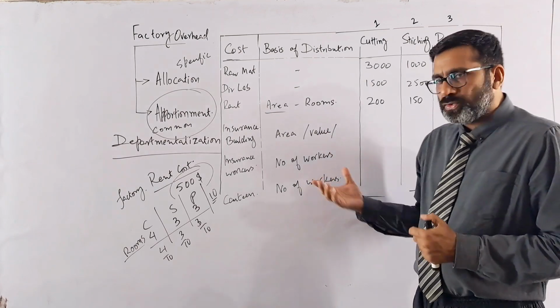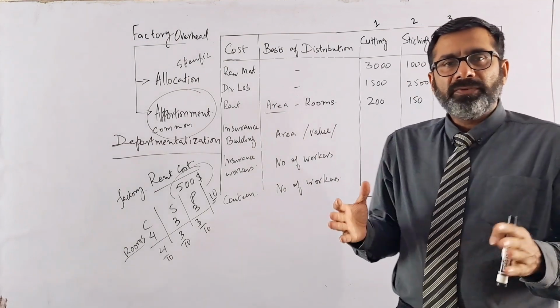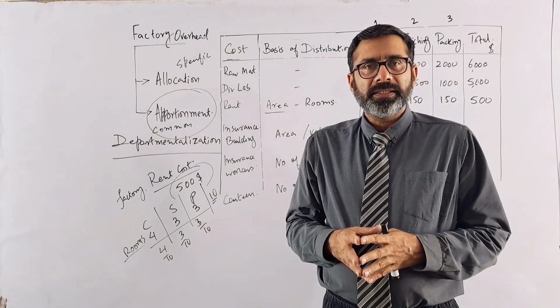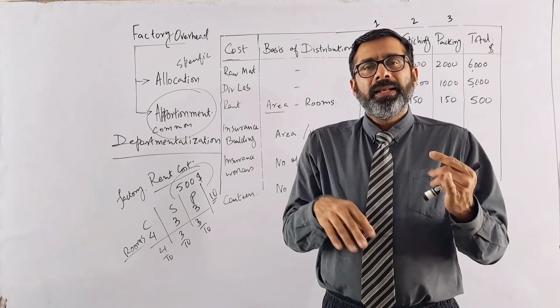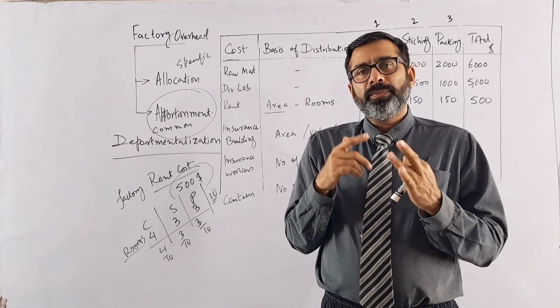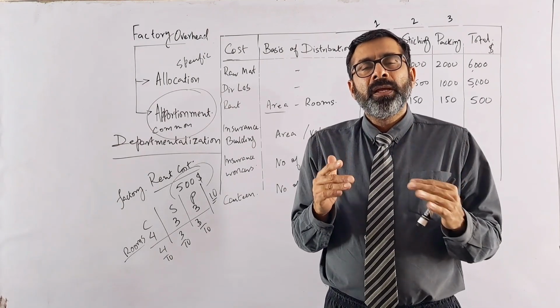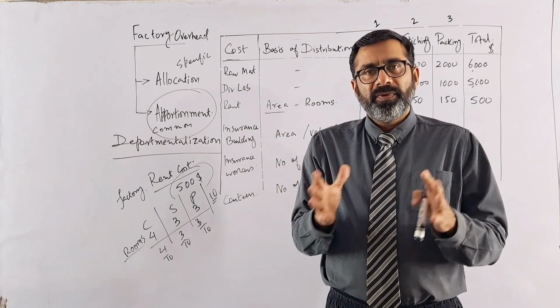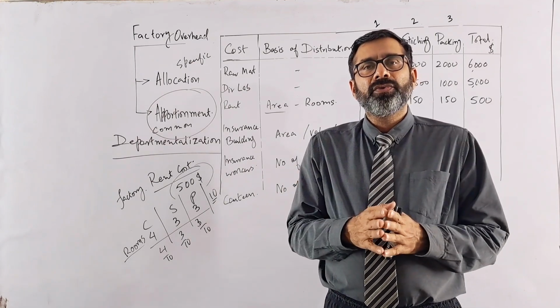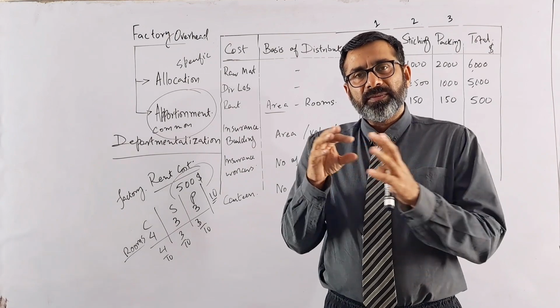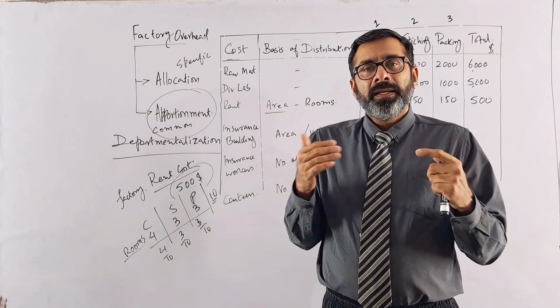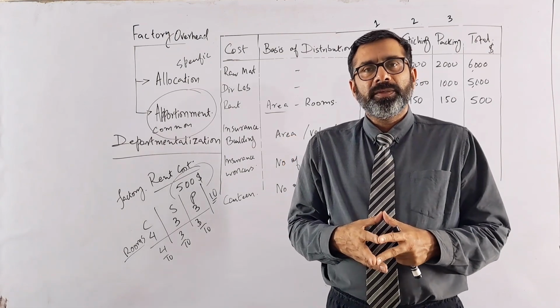I hope you have understood the basic concept. In the next lecture we will do some calculations in more detail, like which costs are allocated and which are apportioned, and there is one more concept, reapportionment. We will also discuss that one, and then we will calculate the cost of the specific department and then the cost per unit for that department.